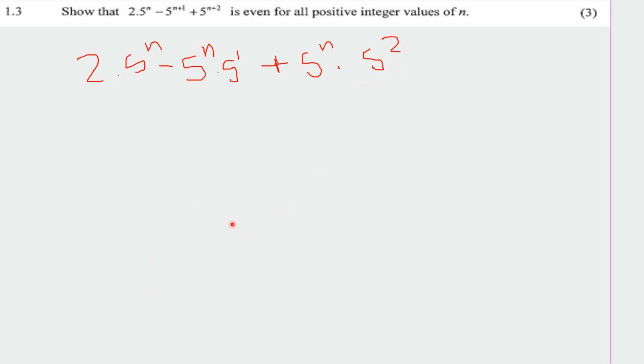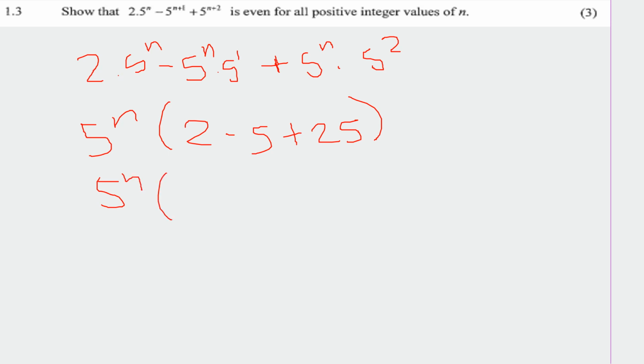So now we can see that we have a common factor, which is 5 to the power of n. We can take out the common factor as 5 to the power of n, and then we are left with 2 minus 5 minus 5 squared, which is going to be 25. So now we have 5 to the power of n all into, this is going to give us 3, and then negative 3 is going to give us 22.